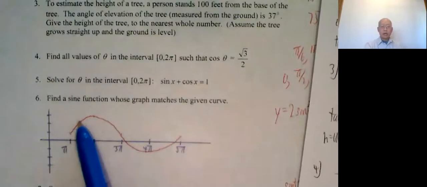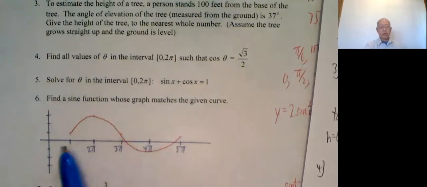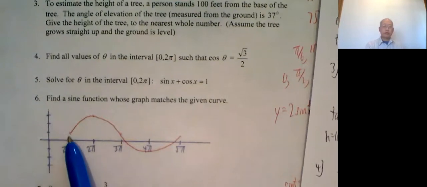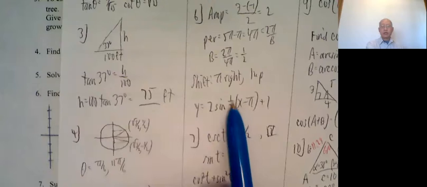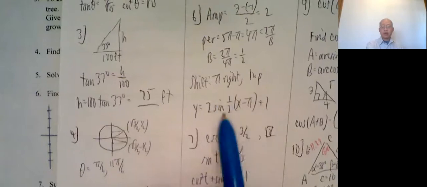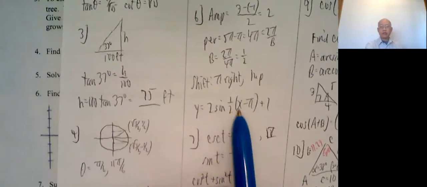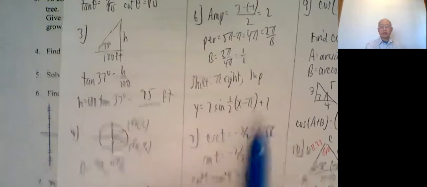Okay, and it starts up, which is the way the sine function normally works. And 0, 0 got translated to pi comma 1. So amplitude A is 2, B is 1/2. And the translation is pi to the right, 1 up. So 2 sine 1/2 parentheses x minus pi plus 1.